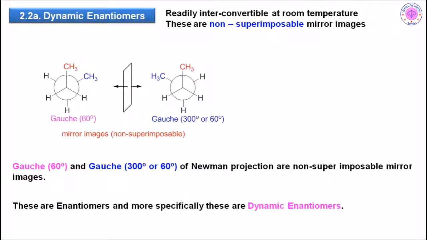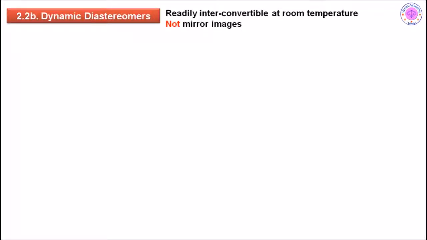Since these are dynamic in nature, they are known as dynamic enantiomers, right? So what else? Dynamic diastereomers. Dear friends, diastereomers are the compounds which are not mirror images.